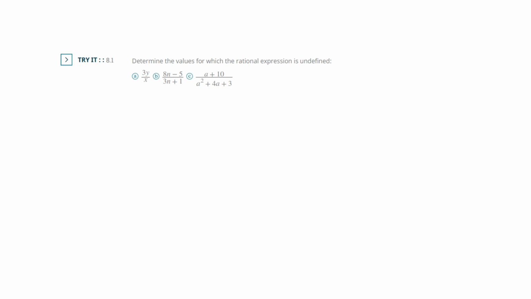Okay, we're just going to do the same thing here. Pause it if you want to try it on your own, but I'm going to keep going. This is literally the same thing that I just did. We're going to set the bottom equal to 0. So x cannot be 0. That's our restricted value. Here on b, just setting the denominator. Again, the numerator, the top, doesn't matter. It can't break it.